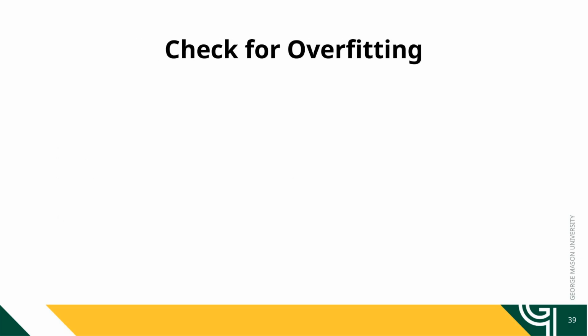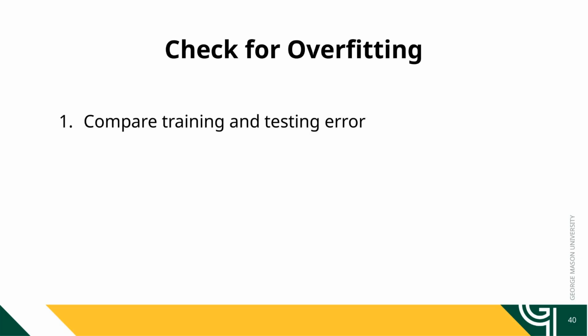Overfitting occurs when a model becomes too complex by including too many variables or parameters, causing it to fit the training data extremely well, including capturing noise and random fluctuations. As a result, the model performs poorly on new, unseen data because it has learned patterns specific to the training data rather than generalizing to the true underlying trends. Therefore, you can compare training and testing error. A large difference suggests overfitting.